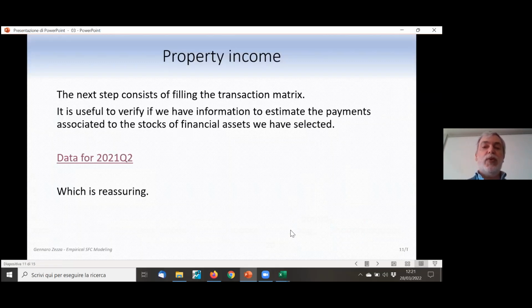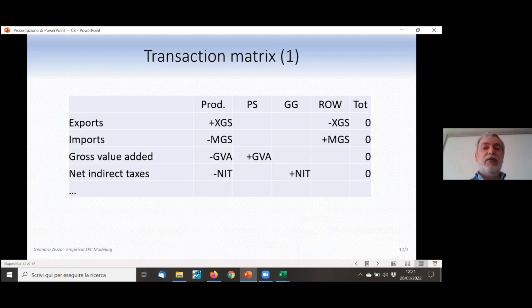Okay, so we are reassured that we have the data for whatever we want to model at this level of detail, and we can start building our model transaction matrix. I think you already know a transaction matrix, do you? You know how to build a transaction matrix. So basically, this is quite straightforward.